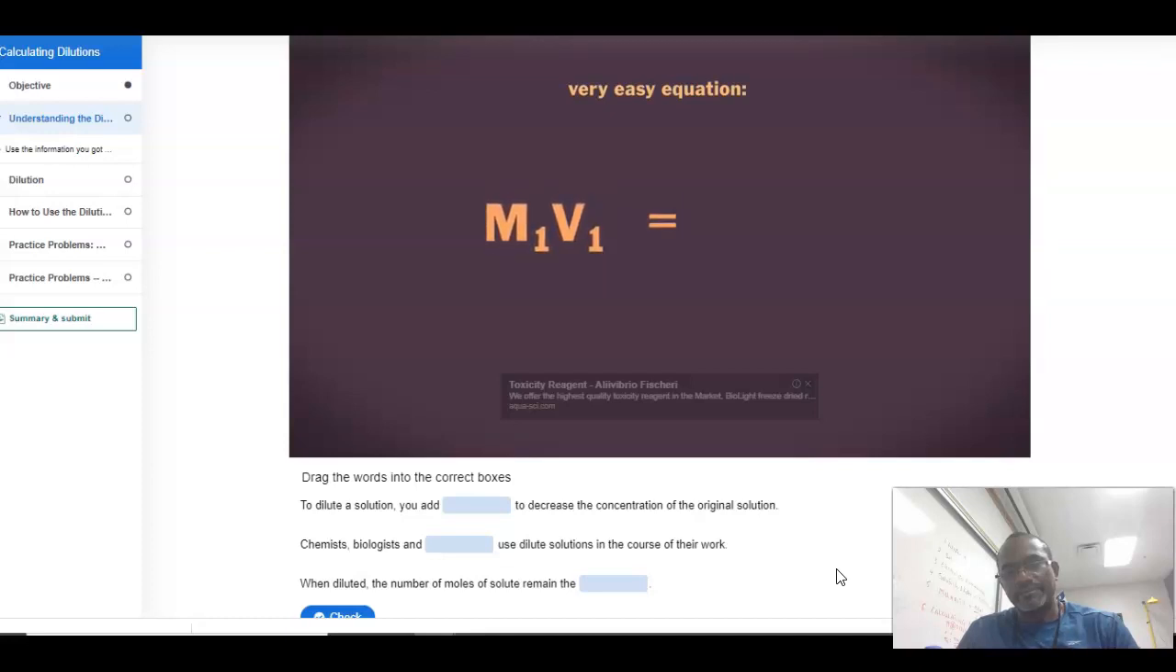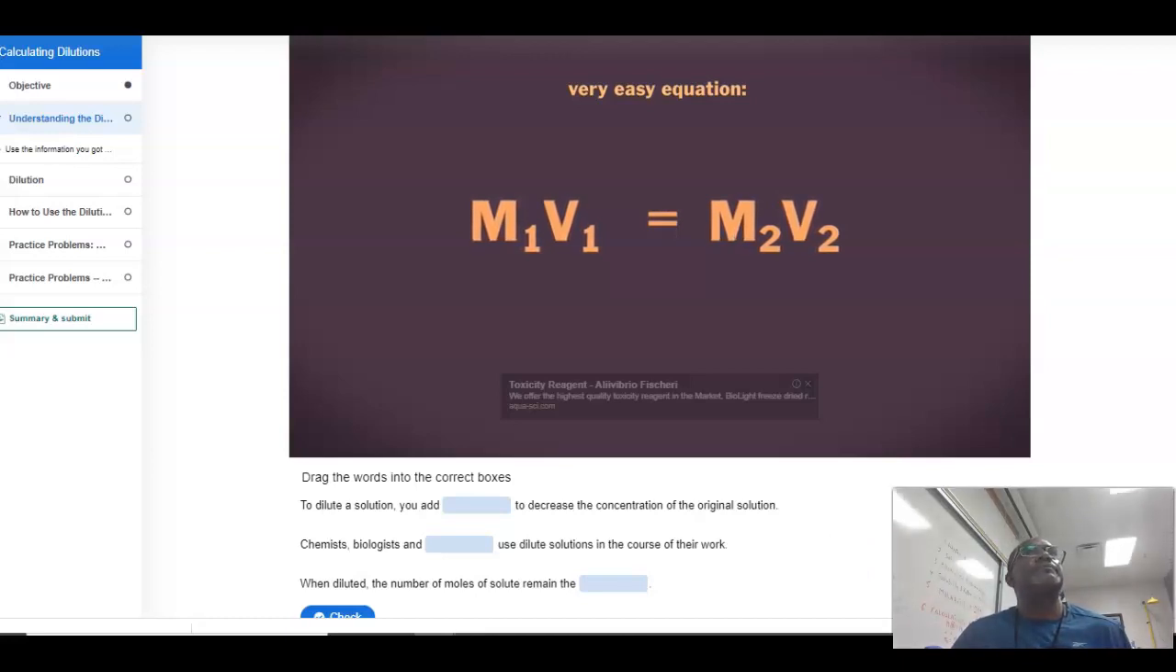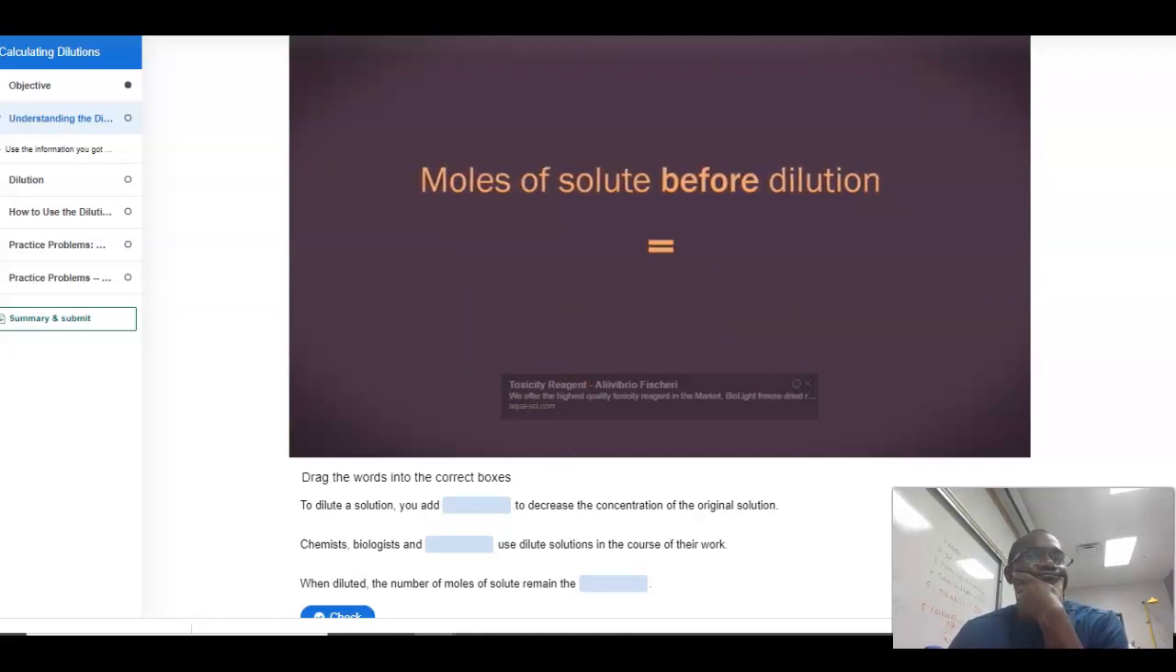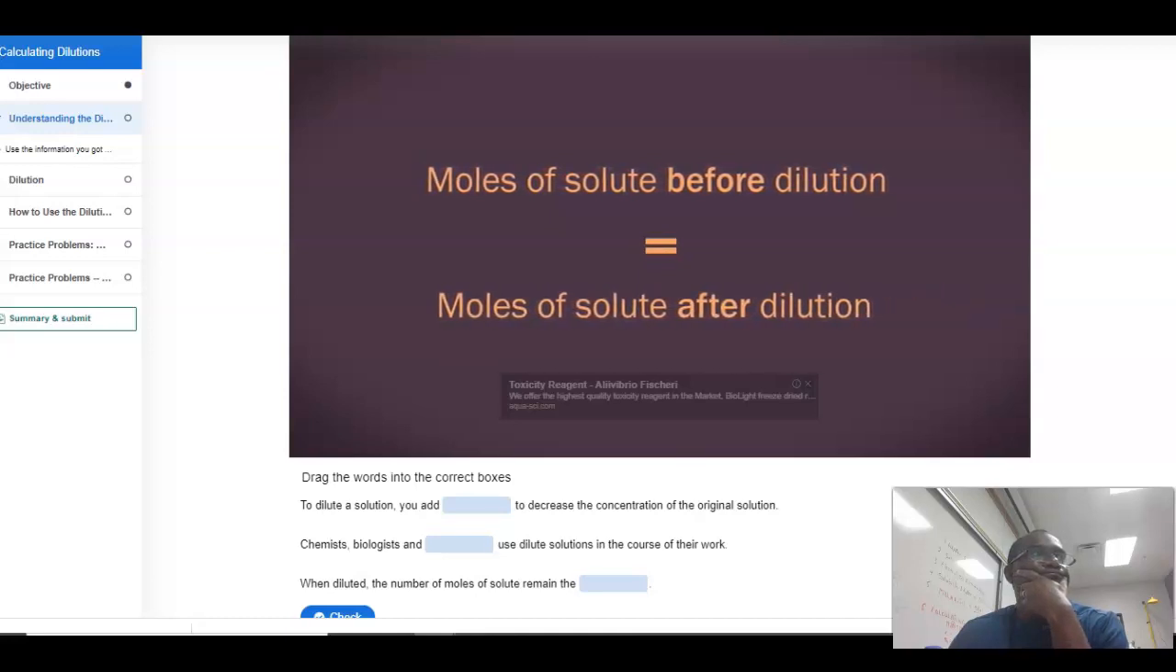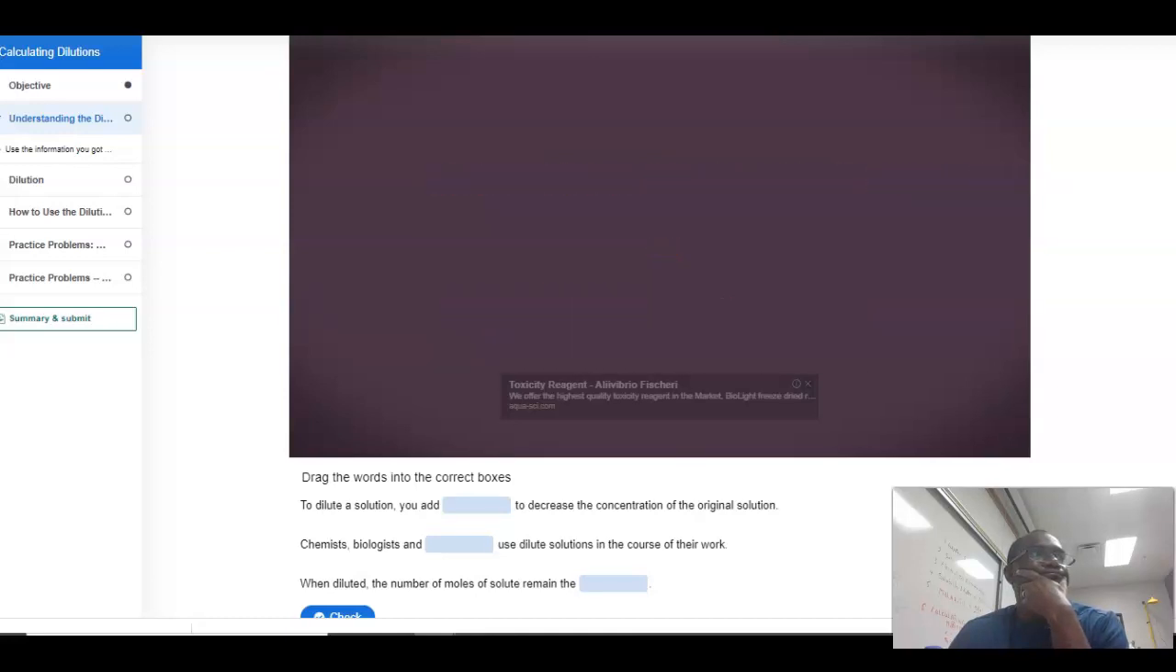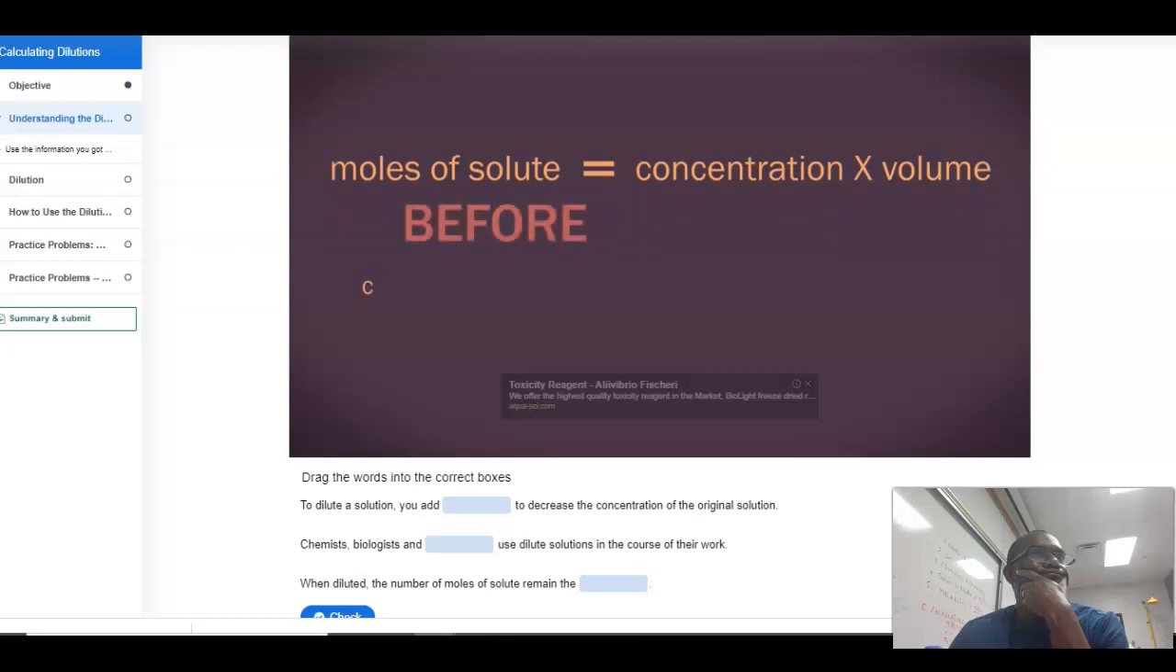M1 V1 equals M2 V2. Let's have a look at where it comes from, and then we'll see what it means. Because the moles of the solute stays the same before and after diluting, we can say that moles of solute before dilution equals moles of solute after dilution. And then you should already know that moles of solute equals concentration times volume. We can substitute this in, and we get the concentration multiplied by volume before is equal to the concentration multiplied by volume after.